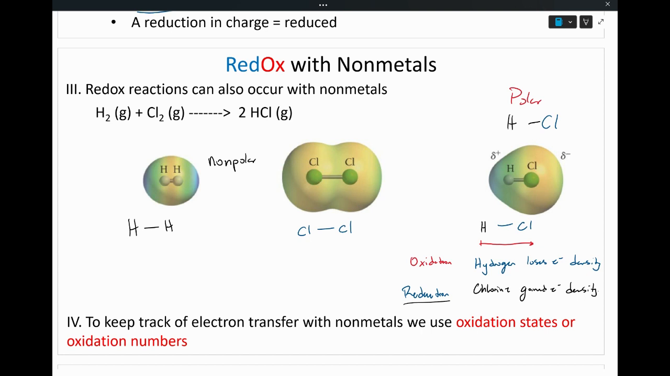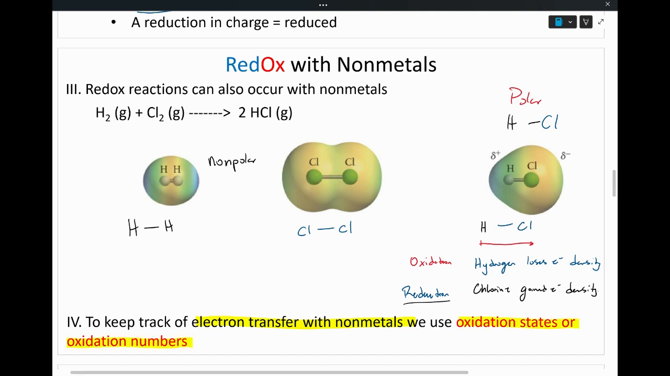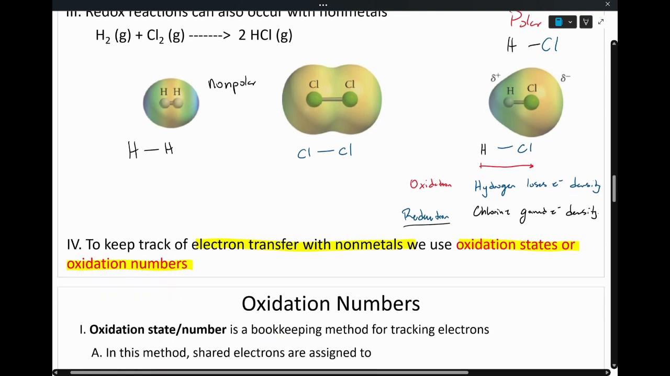And so if we're going to talk about hydrogen being oxidized, chlorine being reduced, and we don't want to sit here and analyze each polar bond, what we want to do is use a method that allows us to track the movement of electrons between nonmetals. And so what we're going to do is do that using something called oxidation states or oxidation numbers. So let's talk about that.